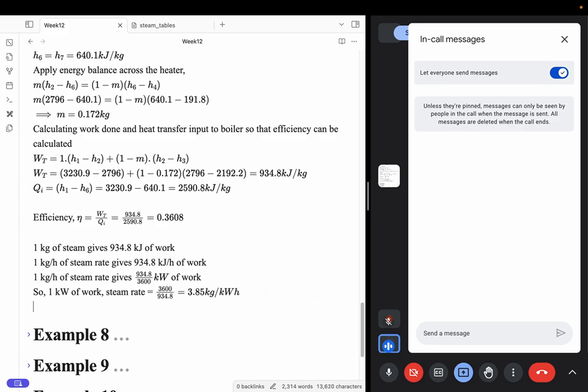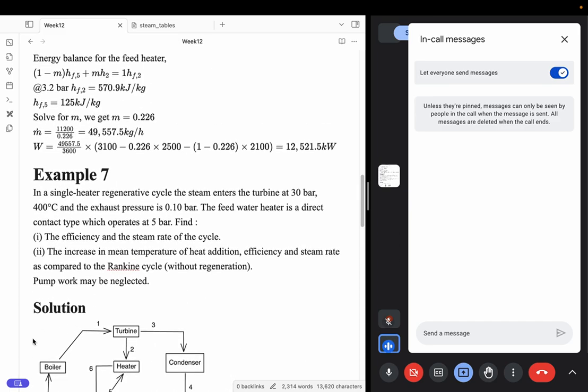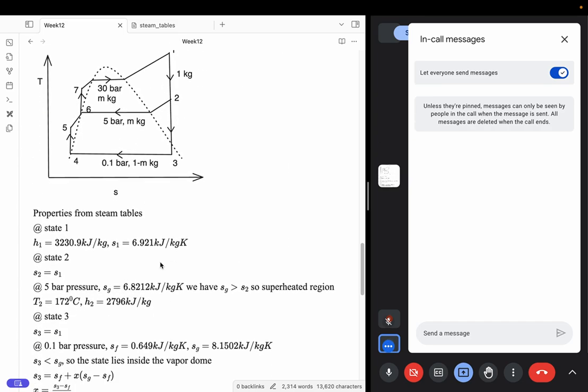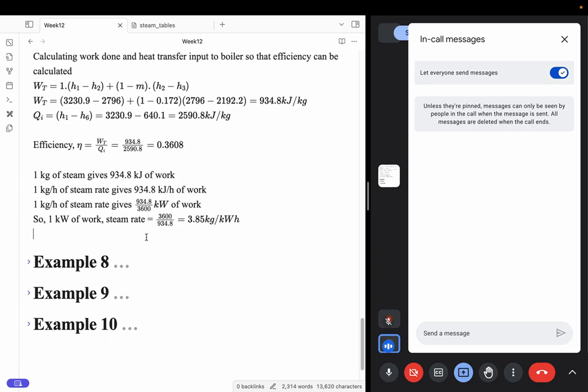This is clear. So I don't think there are any questions. So efficiency we can calculate and steam rate we can calculate. The next part of the question asks you to find the increase in the mean temperature of heat addition, efficiency, and the steam rate as compared to the Rankine cycle. So the same thing without regeneration. If you do not have regeneration, what would happen? So let's say first we'll calculate the mean temperature.